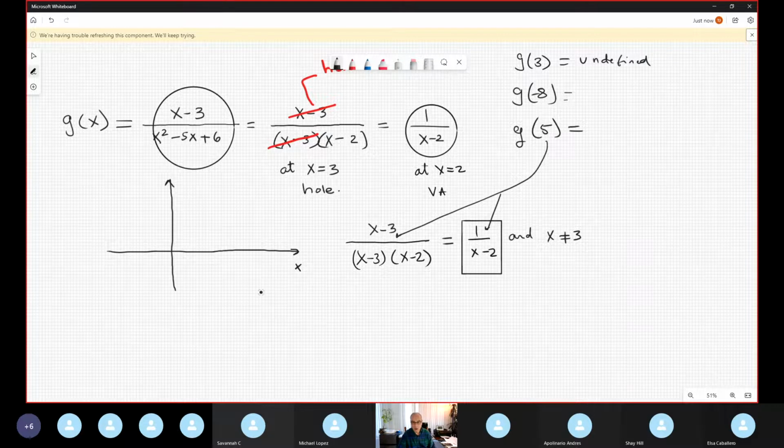You can't evaluate here: 3 minus 2 is 1, 1 divided by 1 is 1, which is totally wrong. You evaluate here in the original. It's undefined. At 2, you can't evaluate in this one either, because of the asymptote, it's also undefined. Because the domain of this function is all real numbers except the hole and the vertical asymptote.